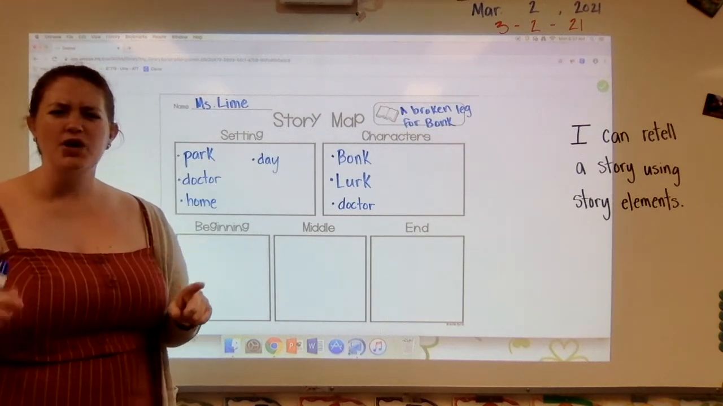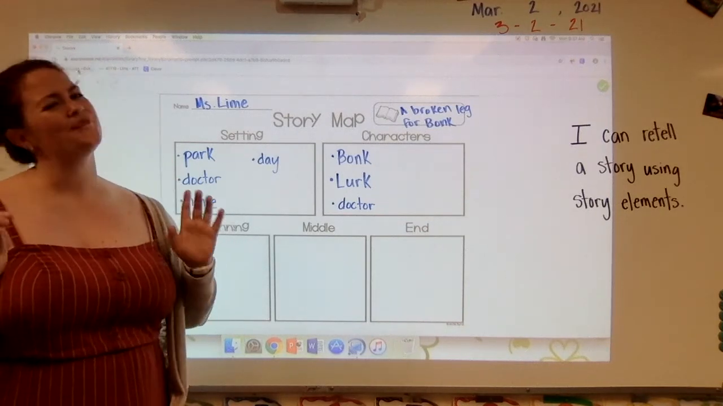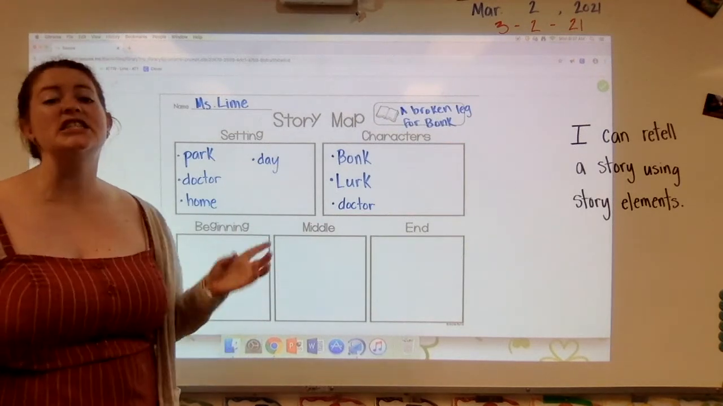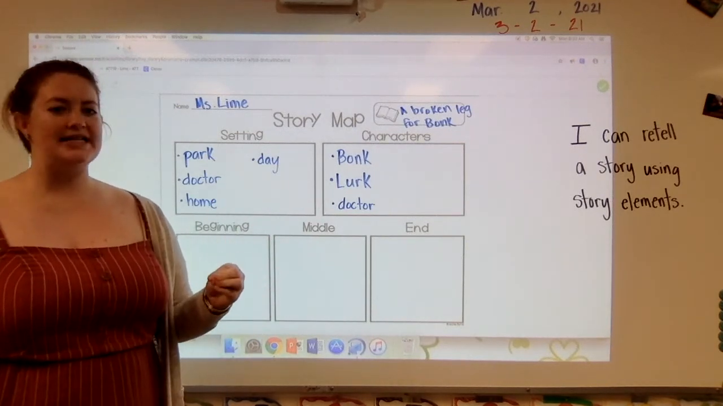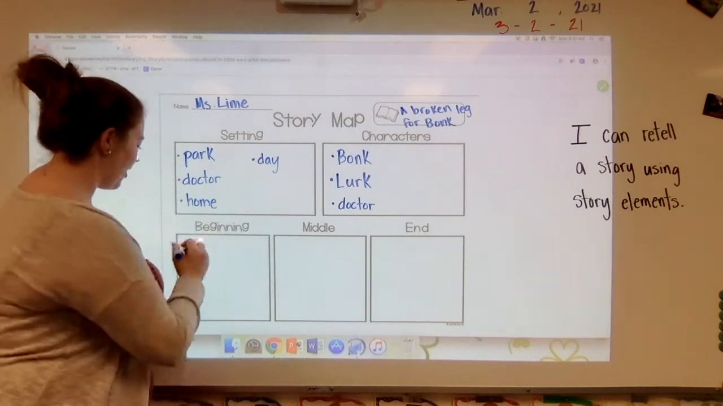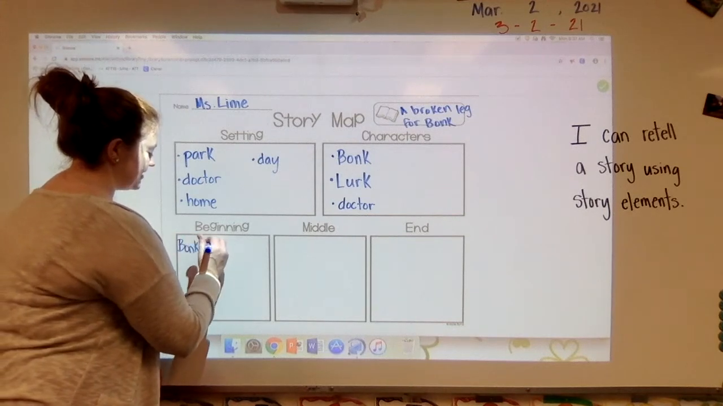Ooh, but wait, who was pushing who? Because I kept using the word they. Oh, that can get kind of tricky. When I'm retelling, I need to try to be very specific with my details. So I'm going to say Bonk and Lurk were at the park. Here's where I'm going to start writing in complete sentences.